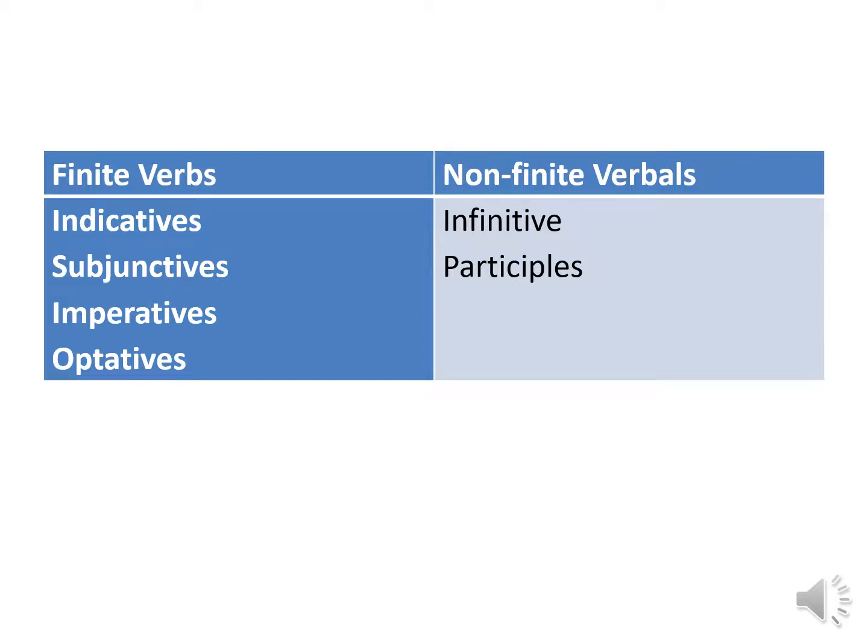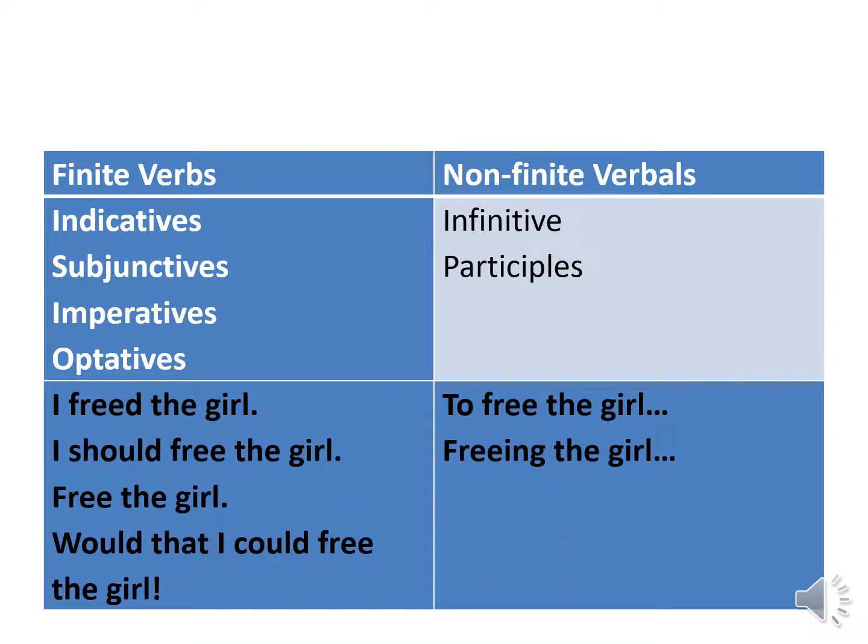Okay, so let's review the difference between the four moods and these other two verbals, infinitives and participles. The moods involve finite verbs. A finite verb is a verb that finishes a thought. It is a complete thought if it has a verb in one of the moods in it. Whereas non-finite verbals are not technically verbs because they do not finish a thought. And the classic example is the infinitive. It's non-finite, unfinite.